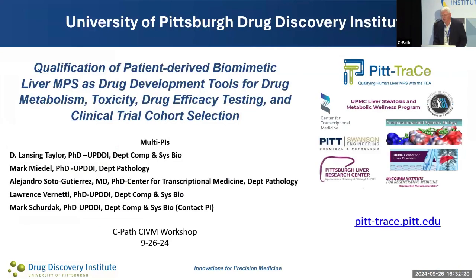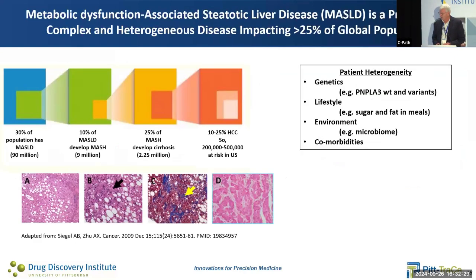And the opportunity to present to you our TRACE program on the qualification of patient-derived biomimetic liver MPS as drug development tools. So metabolic dysfunction-associated steatotic liver disease is a mouthful, but MASLD is a progressive, complex, heterogeneous disease that impacts a global population of over 25%. Now, the pathogenesis of MASLD is complex due to the various patient heterogeneity, including genetics, lifestyle, environment, and other comorbidities.